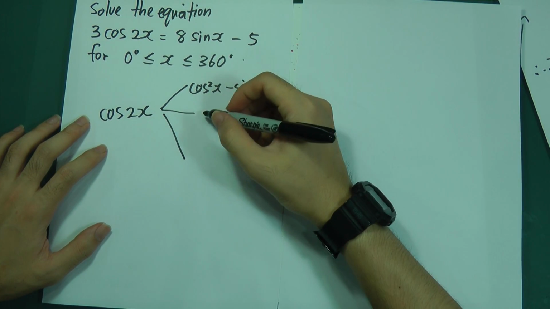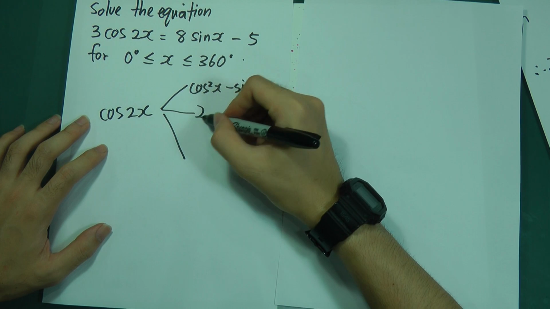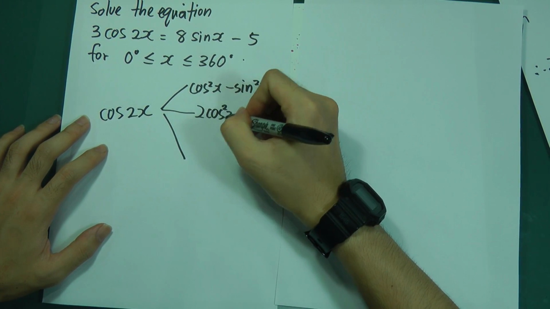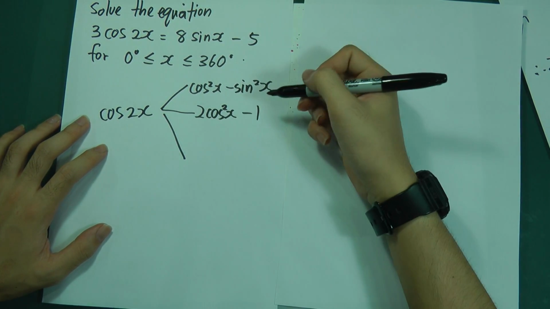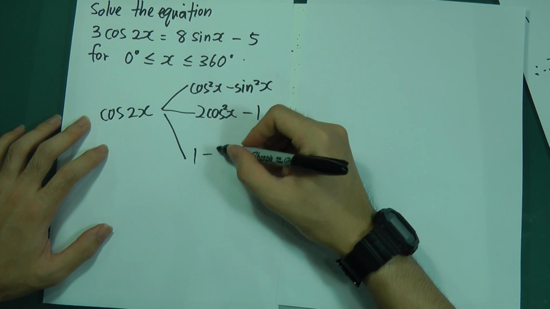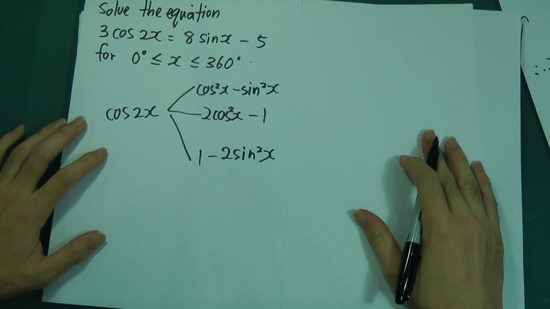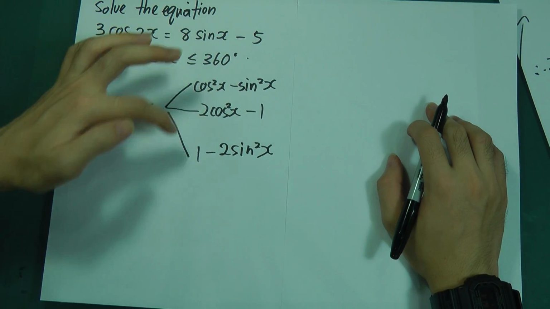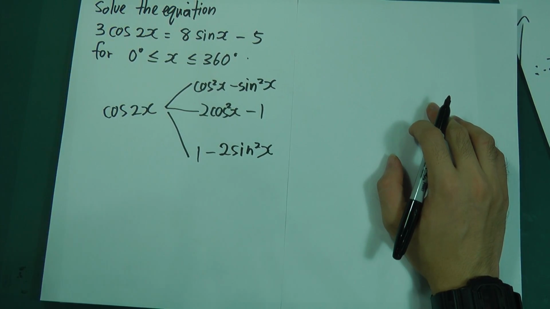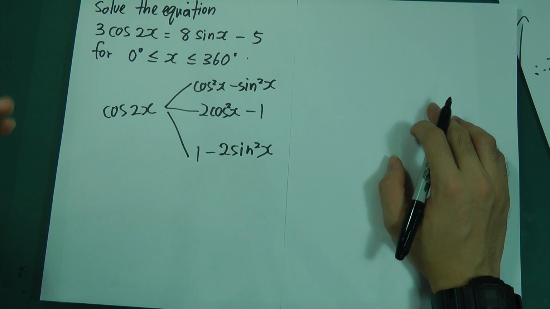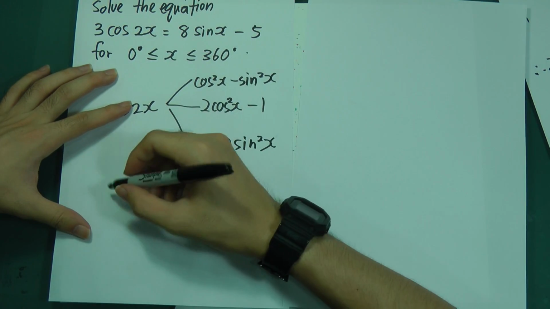Or you will get 2 cos square x minus 1. Or you will get 1 minus 2 sine square x. You just refer to your formula list. You can see 3 different choices for cos 2x. Only cos 2x will give you 3 different choices. Sin 2x and tangent 2x, you only have 1 choice. But cos 2x, you have 2 more choices. It's because of this formula.